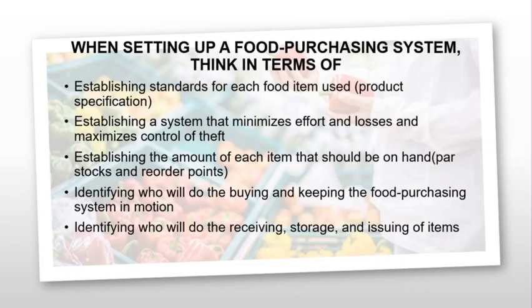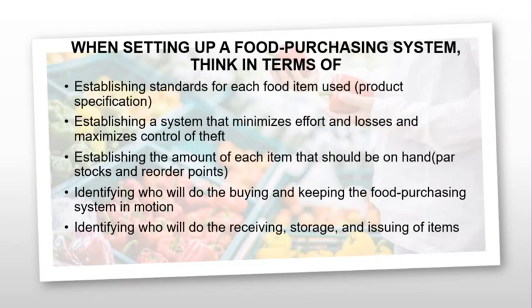Okay, next is establishing the amount of each item that should be on hand, and par stock and reorder point. So food purchasing system juga penting sebab kita nak tahu bahan item apa yang perlu ada stok banyak dalam tangan. Maksudnya dalam penyimpanan, bahan item apa yang perlu ada banyak, bahan apa yang tidak perlu banyak. Okay.